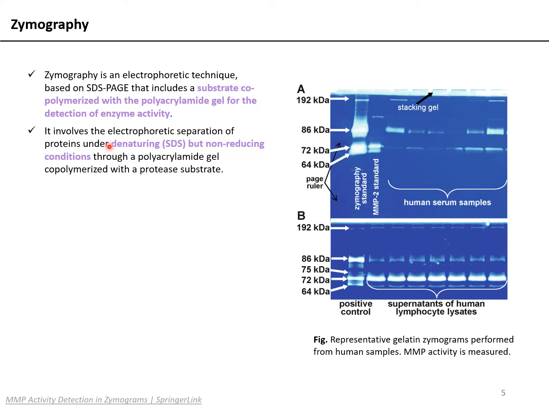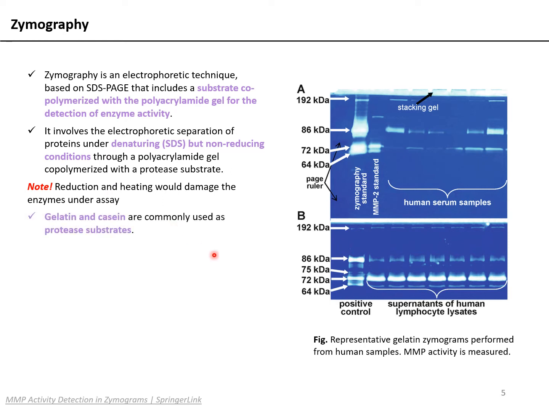This is because the final fold of the protein is very critical for its functional activity. Now, if you reduce these disulfide bonds, then you cannot reverse back the process as easily as you can reverse back denaturation. So therefore, your gel is run under denaturing but non-reducing conditions. Note, reduction and heating would damage the enzymes, so these should be avoided at every cost.